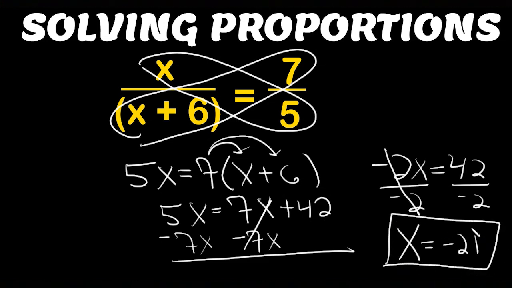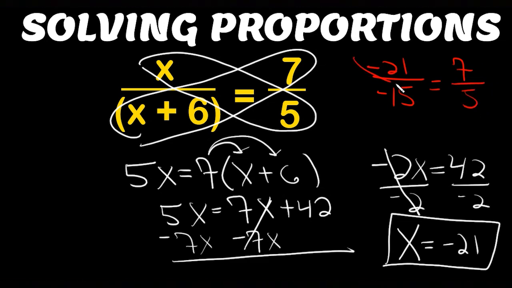Again, if you want to check your work, plug it back into x, simplify it down, you would cross multiply, and it should equal out. And actually, why don't we do this one real quick, just so you can have an example of how you would check your work. So real quick, if I plug in negative 21 into x, I get negative 21 over, let's do this out, negative 21 plus 6, that will give me negative 15, equal to 7 over 5, okay?